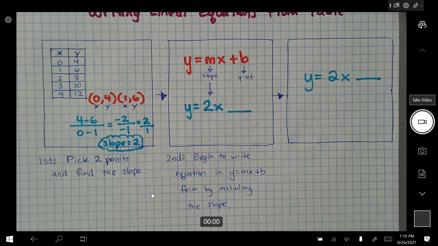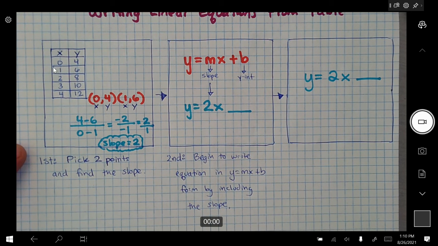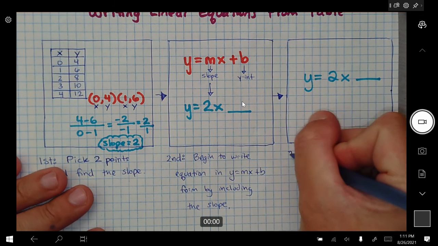All right, pay attention. So let's just recap what we've done so far. We just decided to take 2 points out of the table. Any 2 points. It says any two. It doesn't matter which points you pick. Any 2 points you pick, you're going to get the same answer. You find the slope. Well, we know the slope goes right here next to the x. We don't know what the y-intercept is. It's okay. Sorry, their video's on. So we don't know what the y-intercept is. Now it says begin to write equation, which we just did, with the slope. But now we have to figure out what this y-intercept is going to be. All right, the third step.